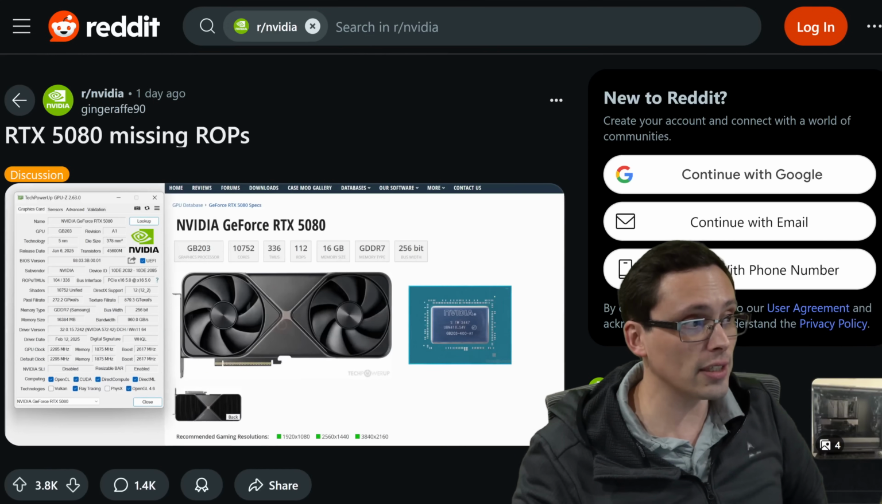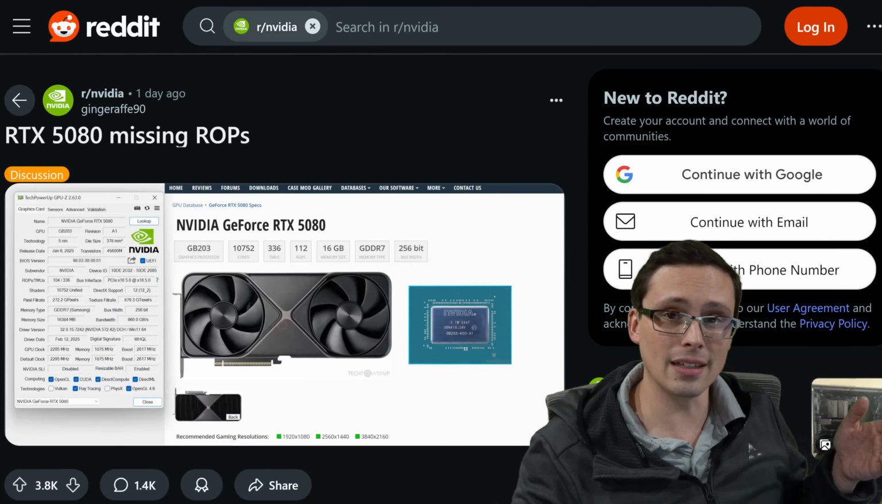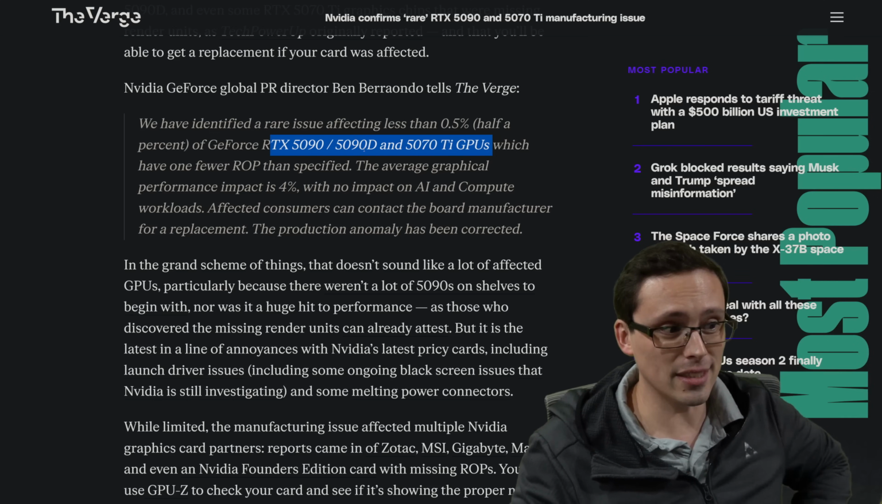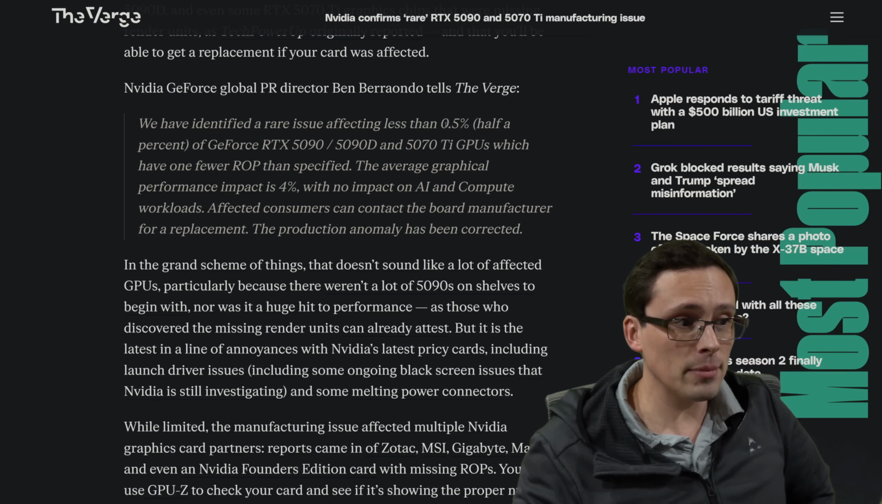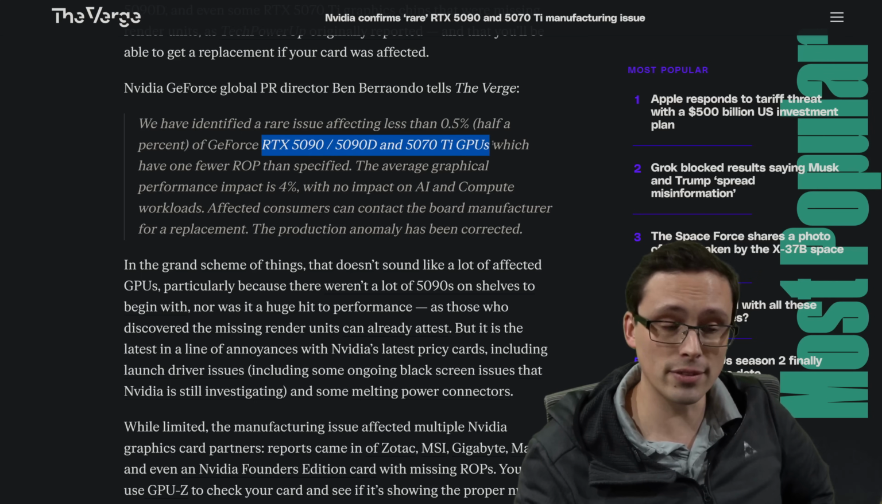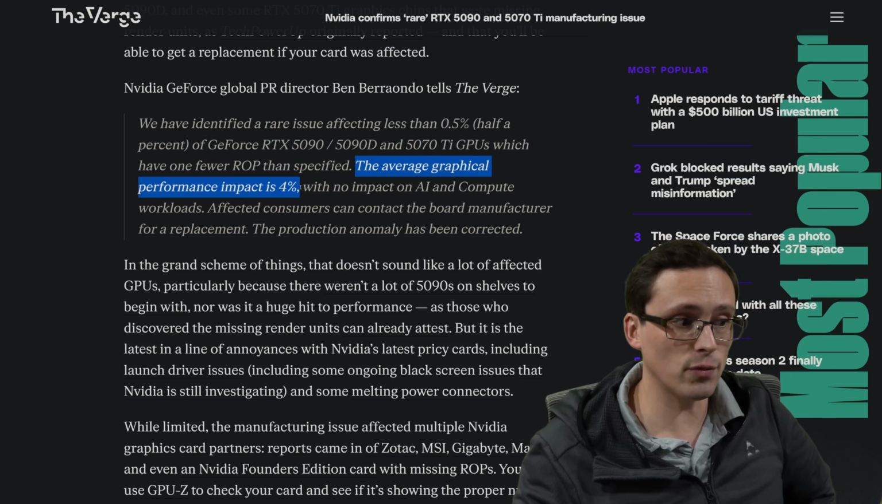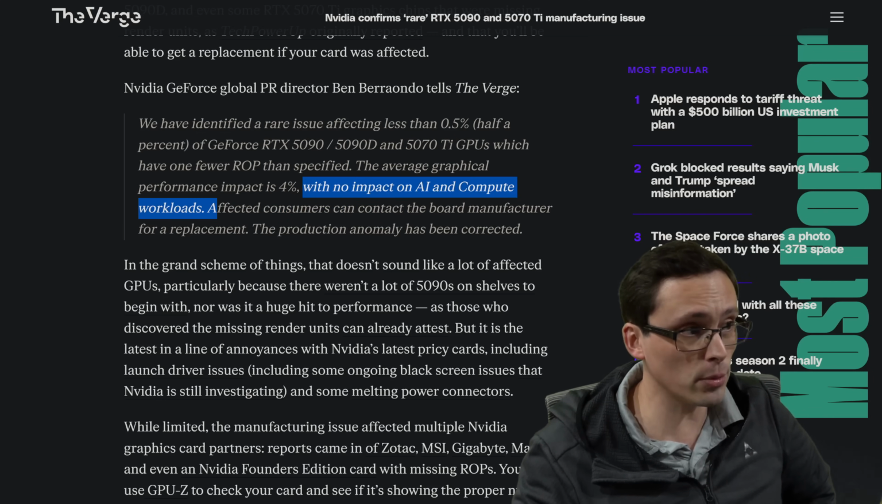Again, Nvidia did officially confirm the issue on the 5090 and 5070 Ti, but this is now showing up on at least one 5080. So how much farther does this go? Remember, Nvidia claimed the issue was affecting 0.5% of 5090s and 5070 Tis. That would be 1 out of every 200. And they claimed the average graphical performance impact is 4% with no impact to AI and compute workloads.